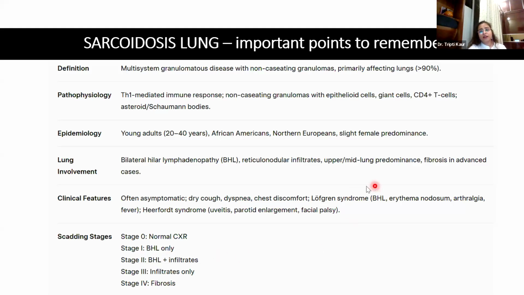And very important, you need to remember Lofgren syndrome and Heerfordt syndrome, because this can come as a history to you. A patient has bilateral hilar lymphadenopathy with erythema nodosum, arthralgia, fever. We need to remember this Lofgren syndrome to correlate. In Heerfordt syndrome, you have uveitis, parotid enlargement, and facial palsy.